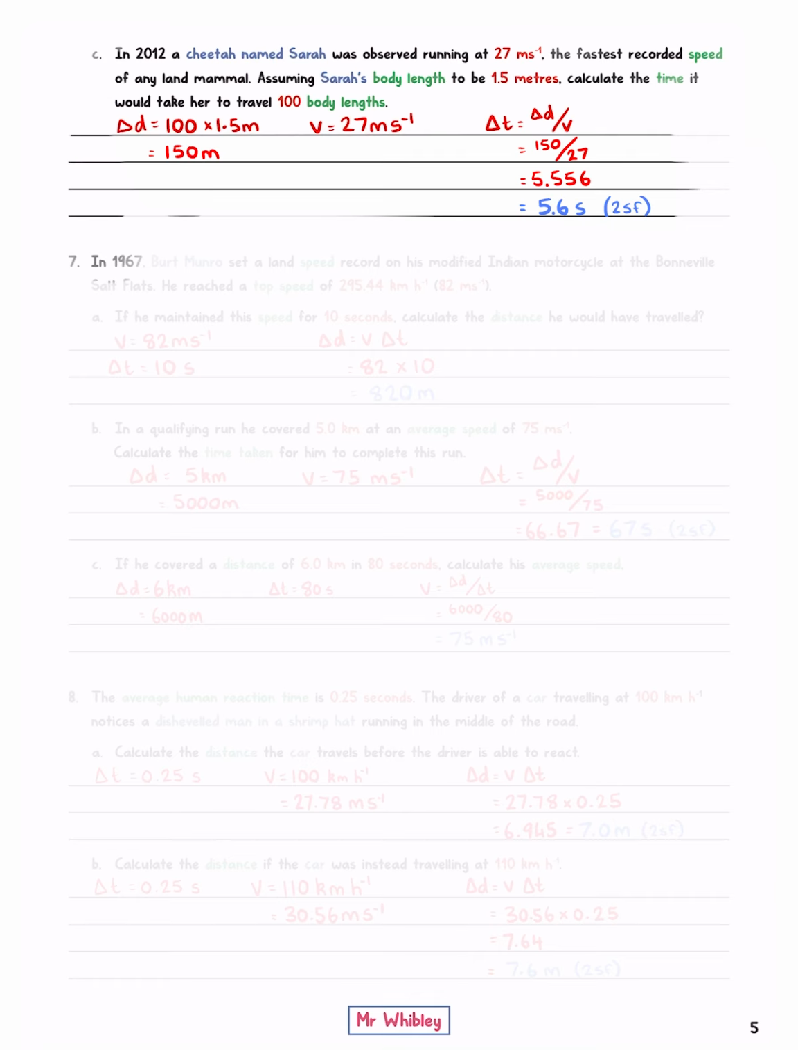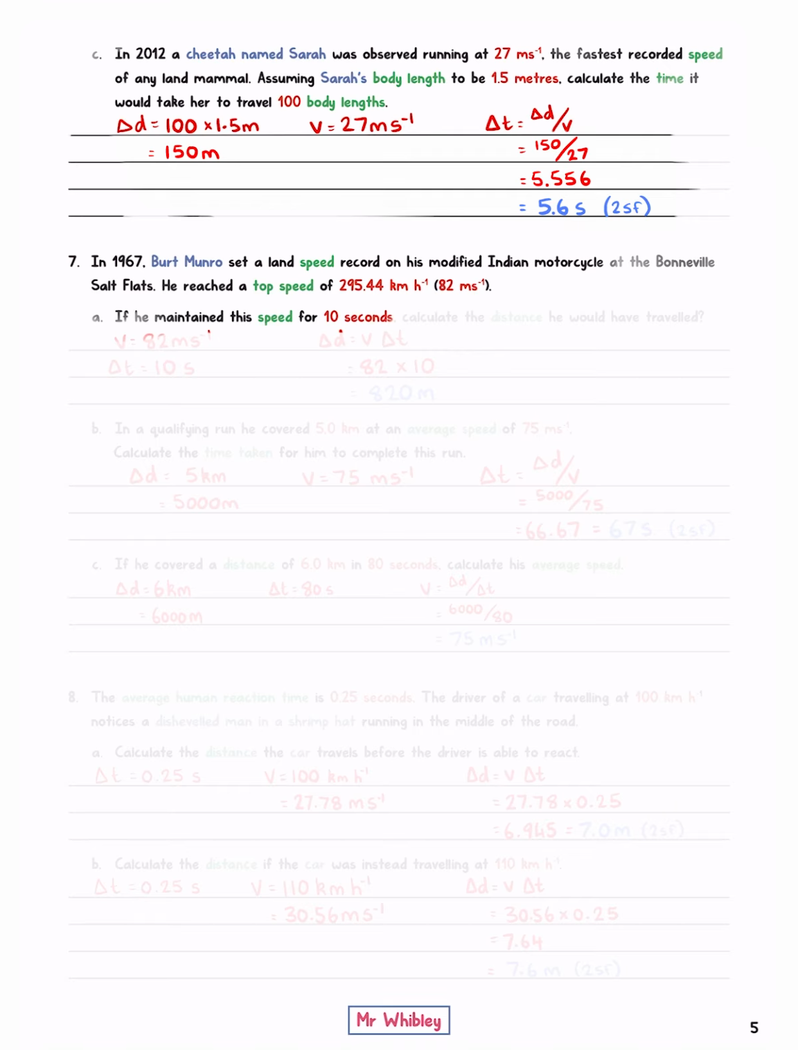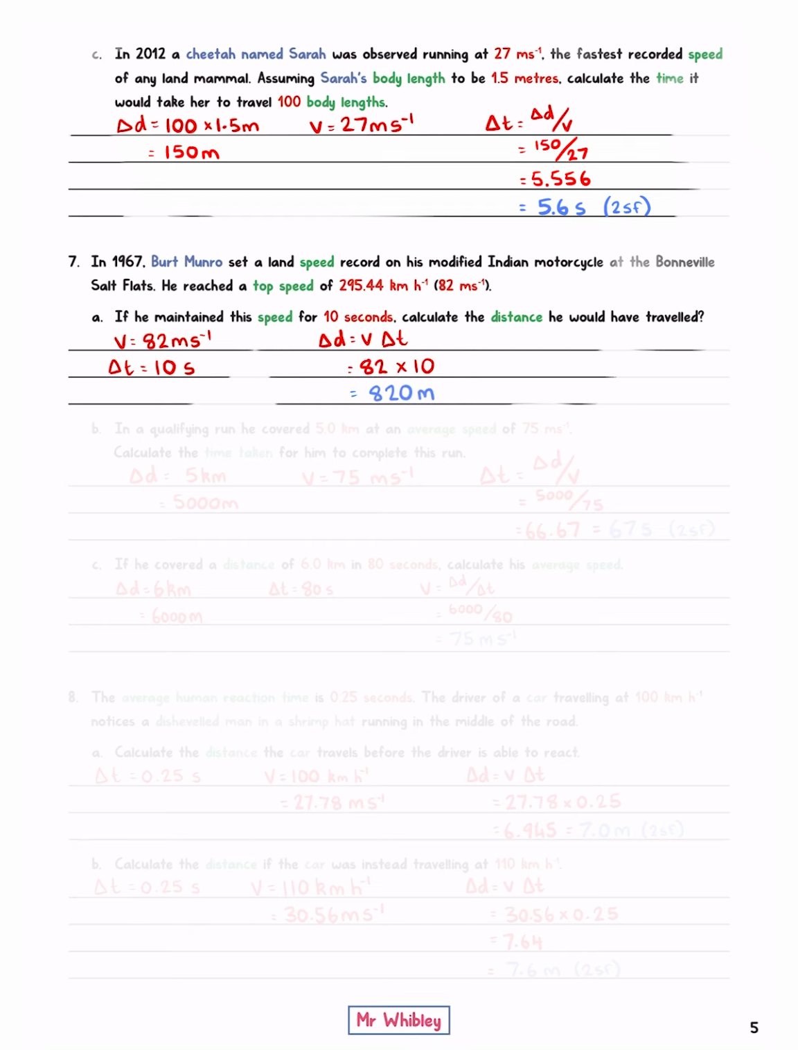Question 7. In 1967, Burt Munro set a land speed record on his modified Indian motorcycle at the Bonneville Salt Flats. He reached a top speed of 295.44 km per hour, or 82 meters per second to two significant figures. If he maintained this speed for 10 seconds, calculate the distance he would have traveled. Knowing his velocity of 82 and duration of 10 seconds, using our distance equation, putting in our numbers, gives us 820 meters.